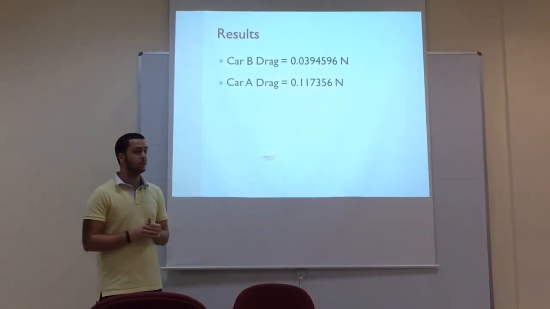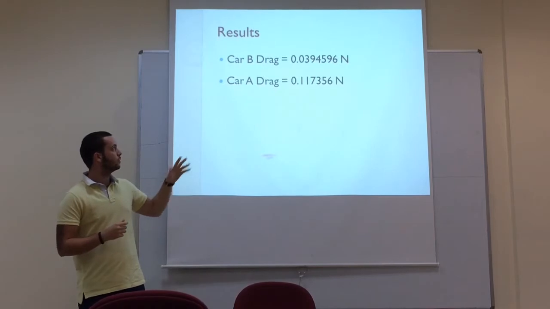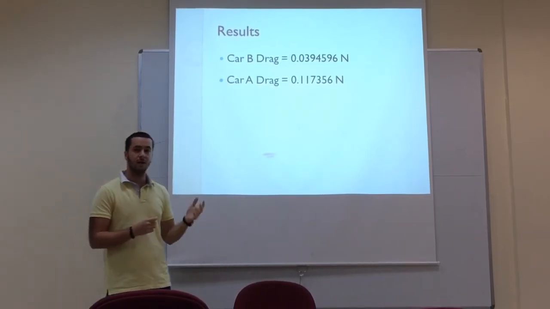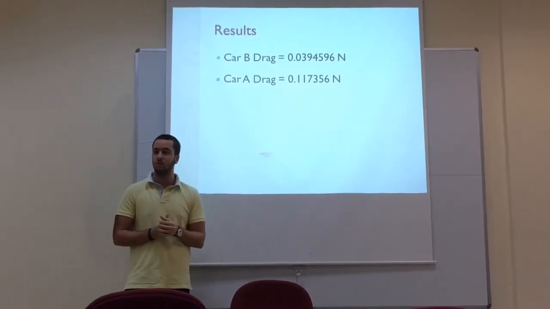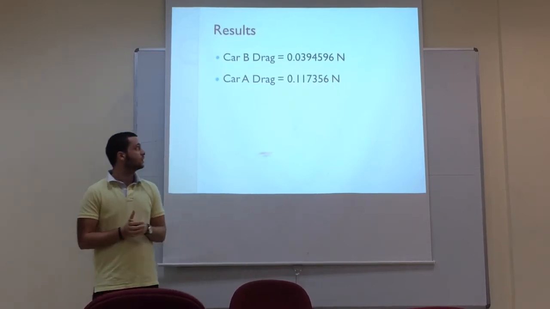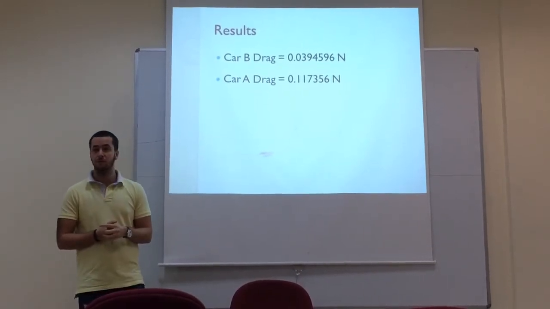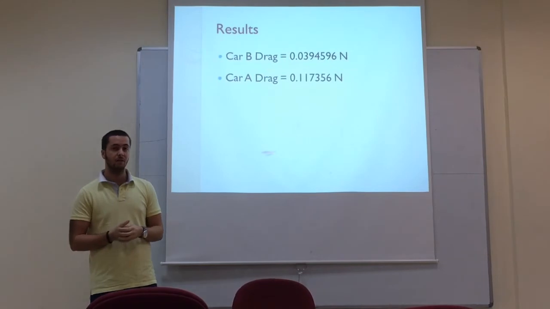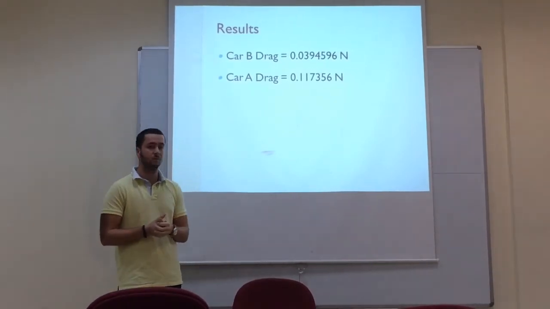Our drag forces on each car were not very close. As you can see from the results, car B had a much lower drag, which was equal to 0.03 newtons. And car A had a drag of 0.11 newtons, which means car B can go faster with less required input.